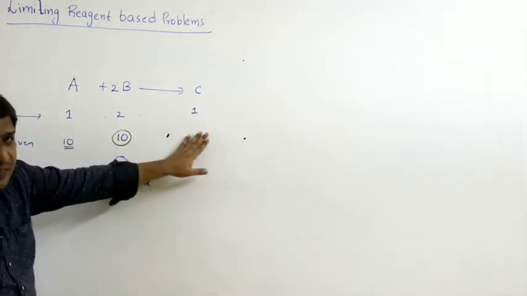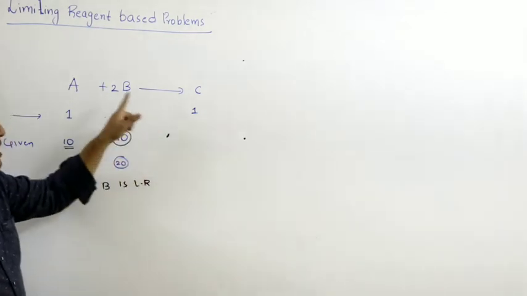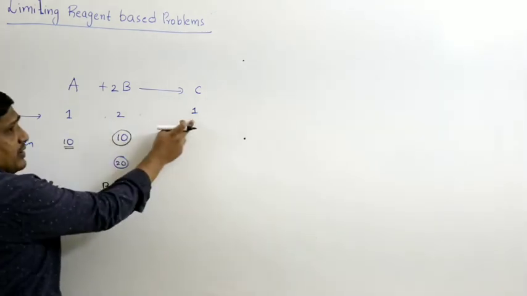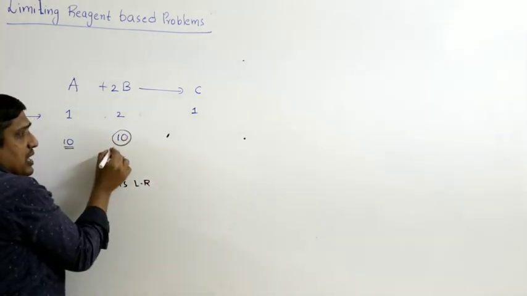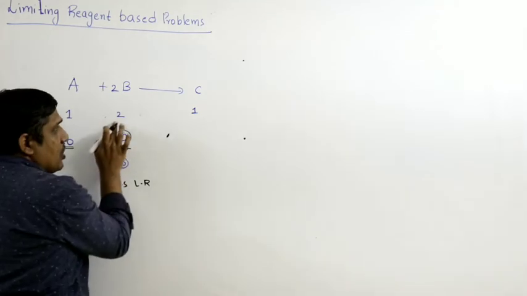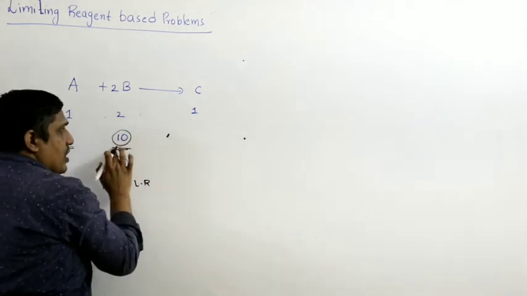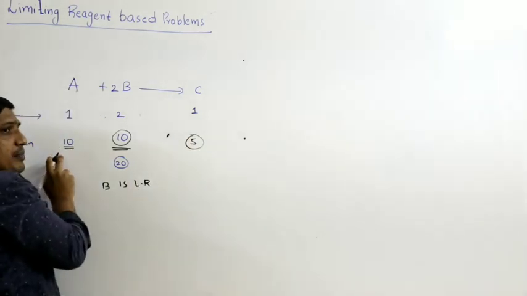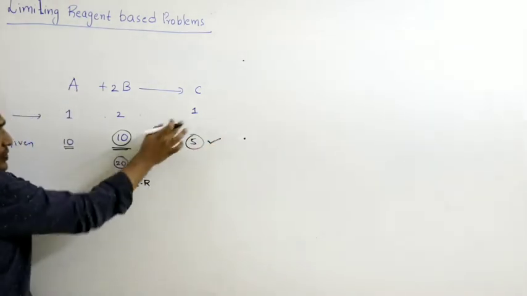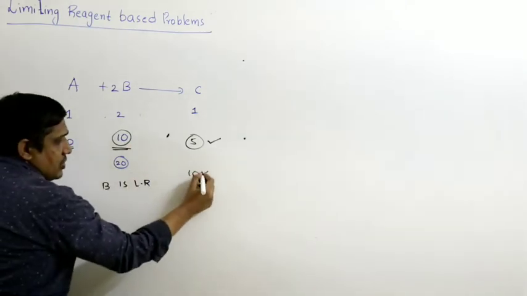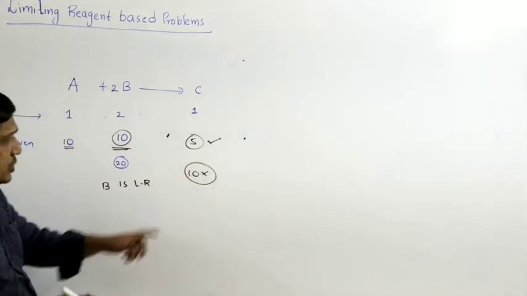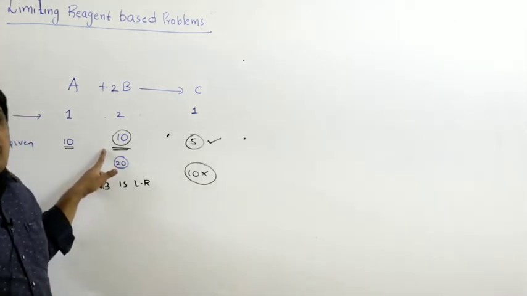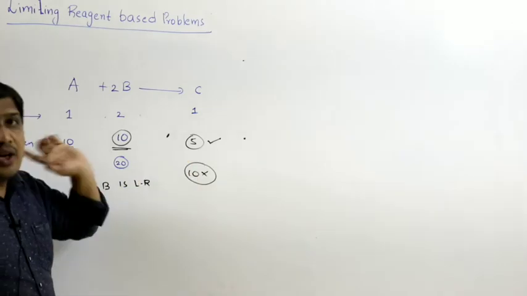Now the amount of C formed should be decided based upon B, but not based upon A. For 2 moles of B you will get 1 mole of C, but actually how many moles of B are available? Only 10 moles. So for 2 you get 1, that means half. For 10 you get 5 moles. This is the correct answer. If you calculate based upon A, you will get 10, but you will never get 10, because to get 10 moles there should be 20 moles of B, but only 10 moles are available. So the answer should be 5.